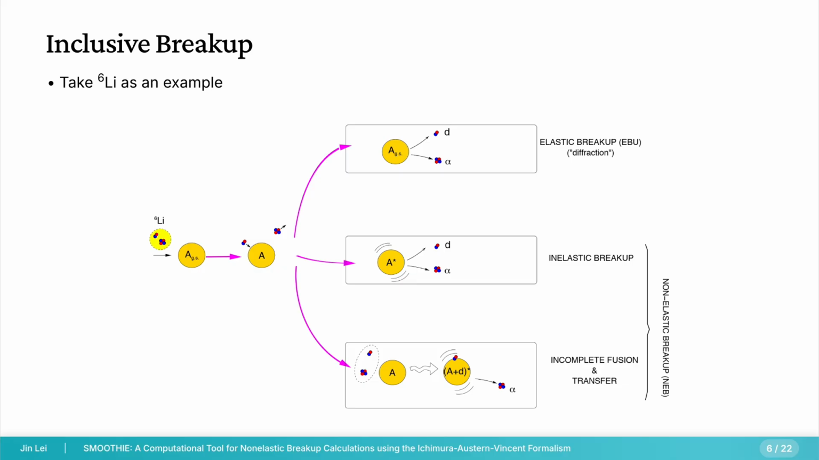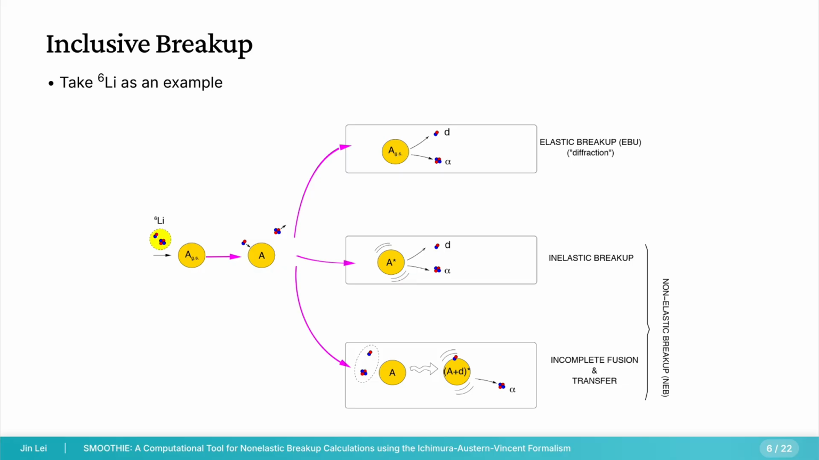On this inclusive breakup slide, please note the possible reaction pathways that can contribute to what we measure. Elastic breakup, where all participants remain in their ground states. Inelastic breakup, where one or more participants finish in excited states. Incomplete fusion, where one fragment fuses with the target and forms a compound nucleus, and transfer processes which move nucleons between the projectile and the target. In our terminology, the combination of inelastic breakup and incomplete fusion is referred to as non-elastic breakup.